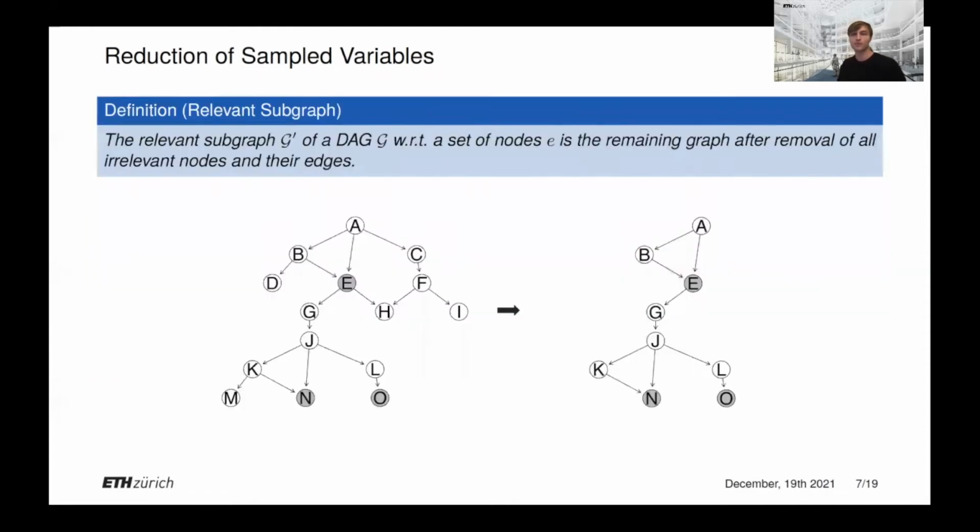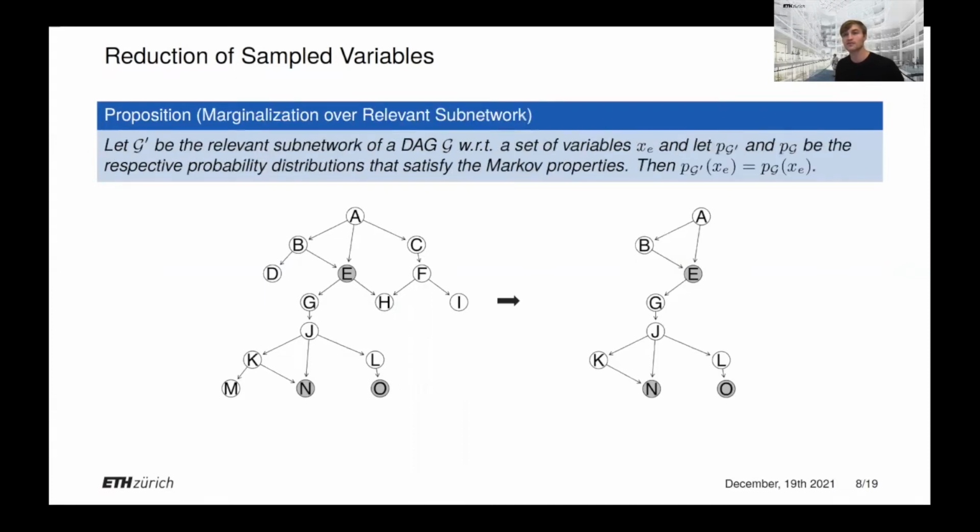Now, why is that interesting? Essentially, it helps us to define a relevant subgraph, and a relevant subgraph is essentially defined as the graph that remains after removal of all of the irrelevant nodes. And the neat thing about this relevant subgraph is that the marginal probability distribution over the subgraph is the same as over the full graph, right? So without any complex steps, we were already able to remove quite a few variables here.